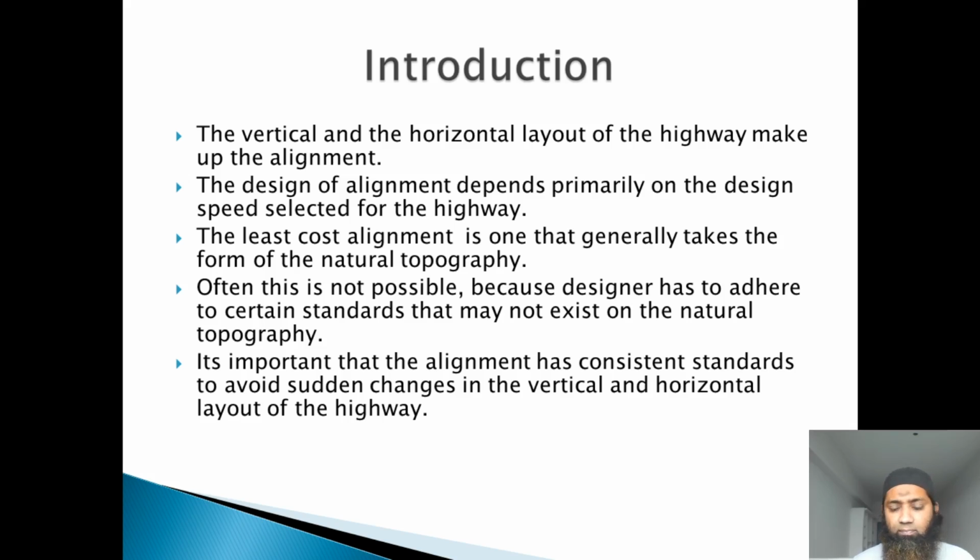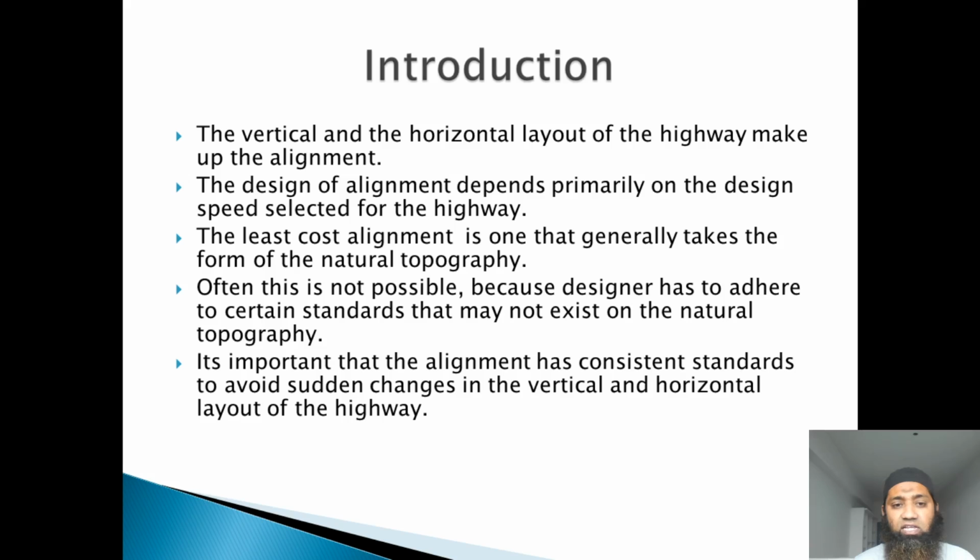The design of alignment depends primarily on the design speed selected for the highway. As we had already seen, according to the speed, how the highways have been designated. We have expressways, then the national highways, then the state highways, and then the different district roads and the urban roads, and everything has been specified depending on the speed limits. As you know, the expressways have been given a speed limit of 120 kilometers per hour. So the vertical alignment depends on the design speed that has been selected for the highway. So it is a very important factor which is related to the alignment of the highway.